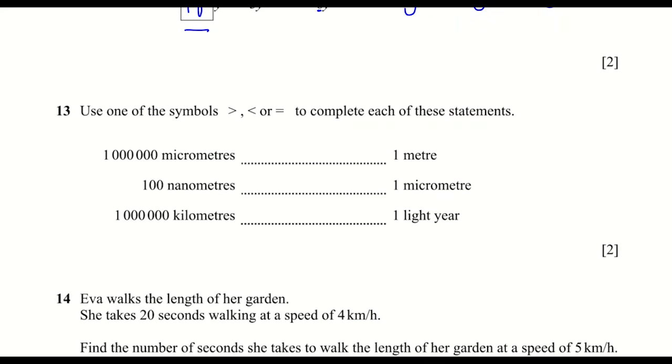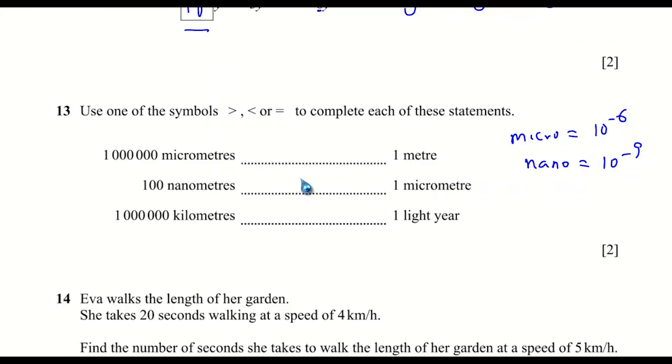Then question 13. Use one of the symbols greater than, less than, or equal sign to complete each of these statements. Micro means 10 to the power of negative 6. It means 1 millionth. And what is nano? Nano is 10 to the power of negative 9. It means 1 billionth.